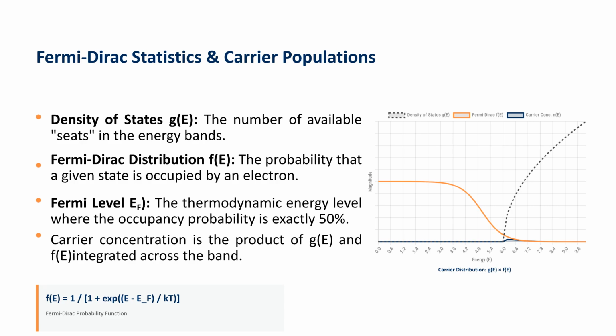By mathematically multiplying the density of states by the Fermi-Dirac probability and integrating across the energy band, we can calculate the exact concentration of free electrons in the conduction band. The result tells us that the electron concentration equals the effective density of states in the conduction band, multiplied by an exponential decay function dependent on how far the conduction band is from the Fermi level.